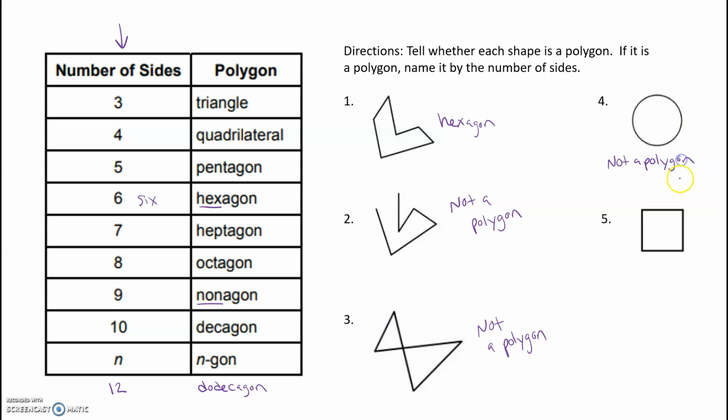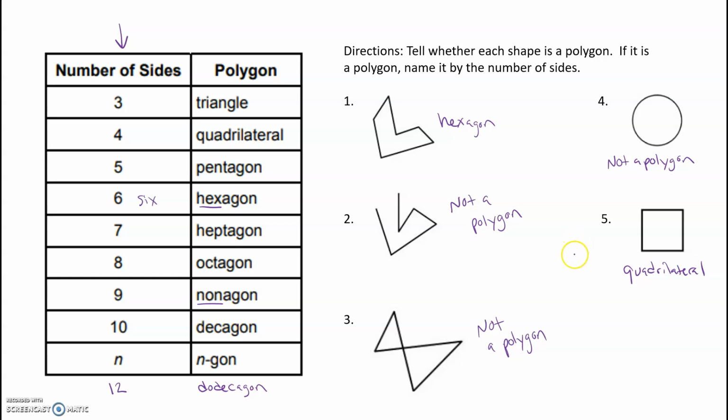And then here, all enclosed space, all straight line sides. So yes, it's a polygon. We have 1, 2, 3, 4. 4 sides is a quadrilateral. Now, a lot of people mess up and they say, hey, this is a square. Do not assume it's a square. I promise later in the week we are going to get to squares.